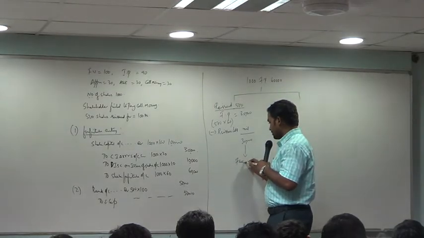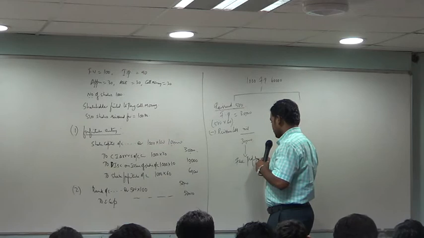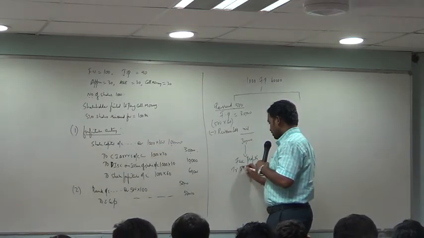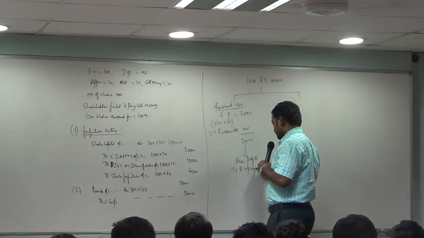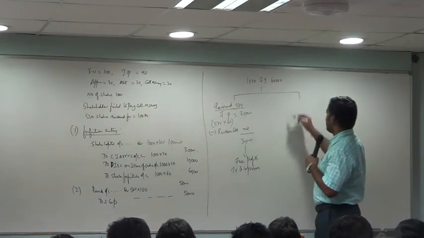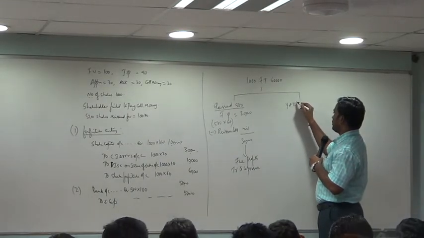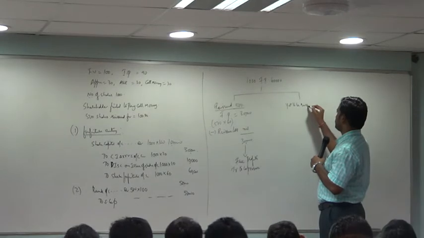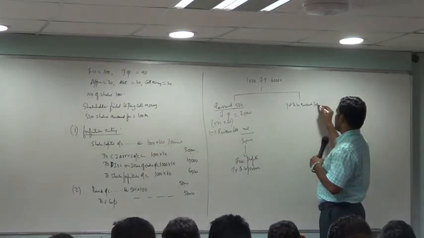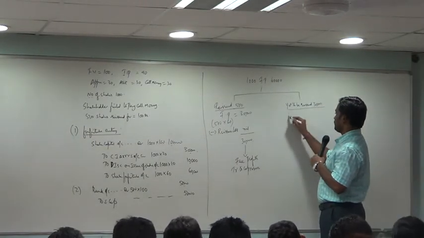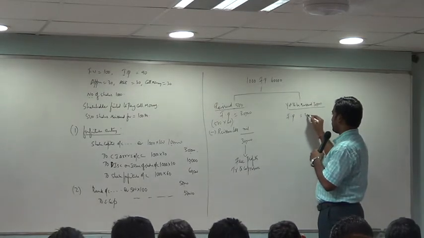This is free profit, transfer to capital reserve. Yet to be reissued, forfeiture profit 30,000.